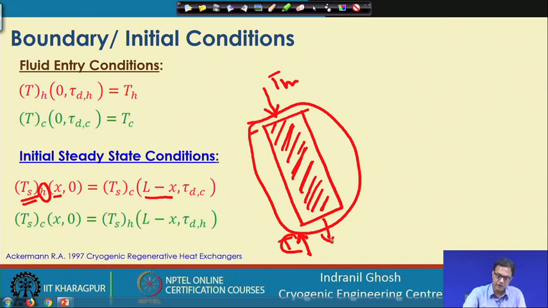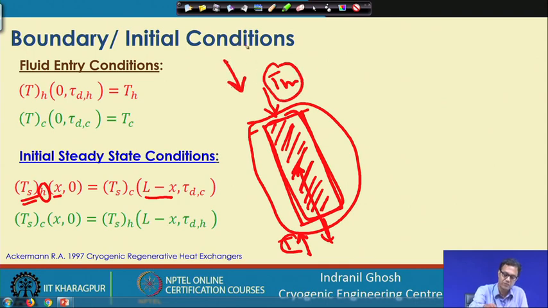Similarly, when the cold fluid is flowing in this direction, at the end of the cycle it will leave the regenerator bed or the matrix at a particular temperature. So, when the hot fluid has to come in the next cycle, it will find that the bed has the temperature profile that was left by the earlier cycle, or that the fluid has left it in that condition.